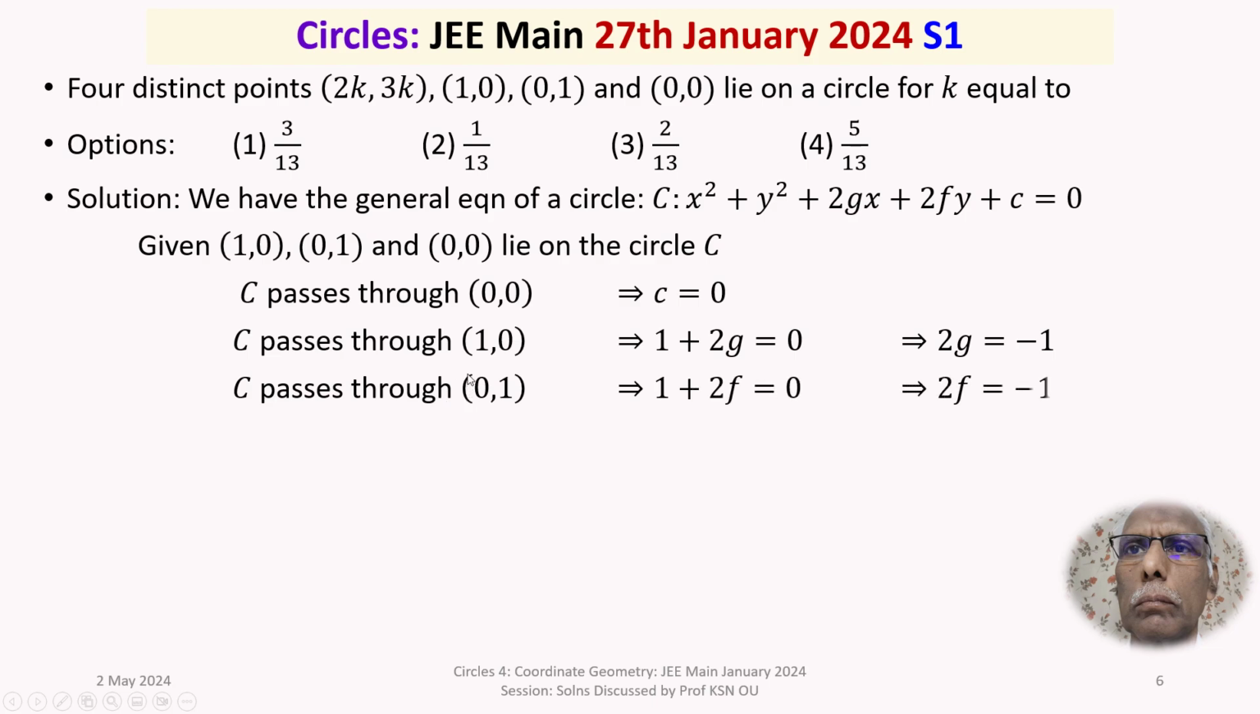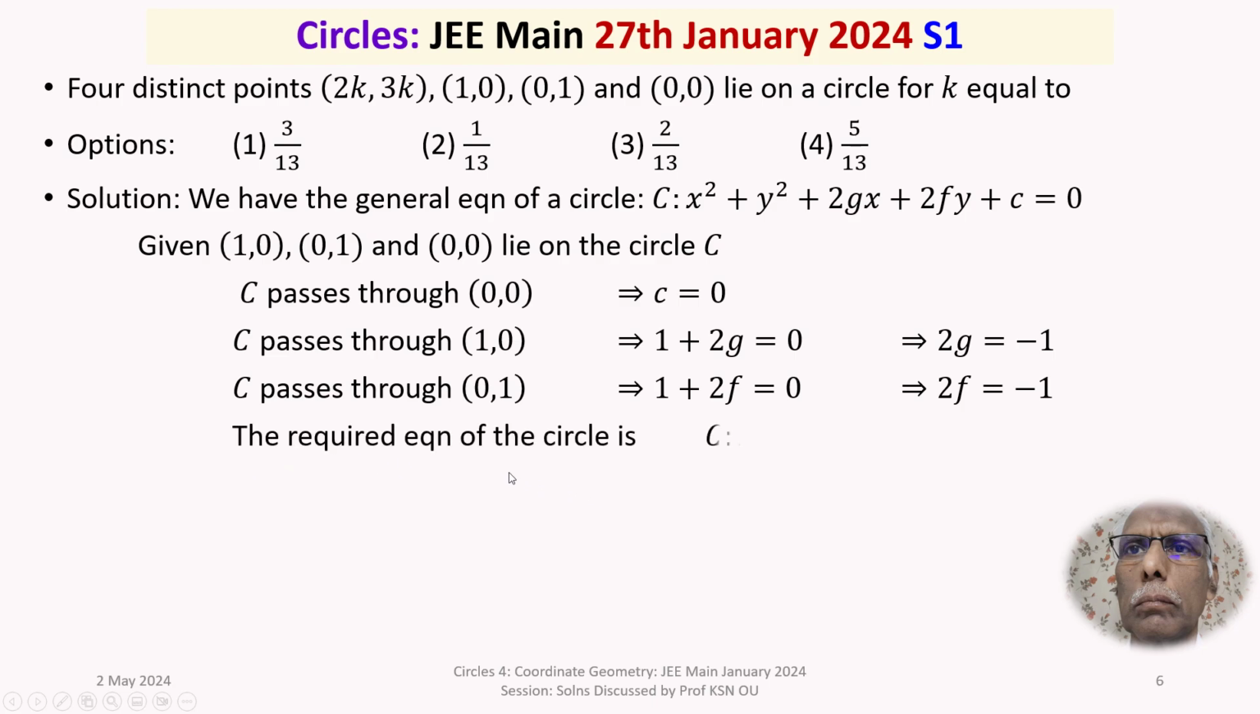C passes through (0, 1) as above. We will get 1 plus 2f plus c is equal to 0. c is already 0. Therefore, 1 plus 2f is equal to 0. Therefore, 2f is equal to minus 1. So thus g, f, c are known. Therefore, the circle's equation is completely known.